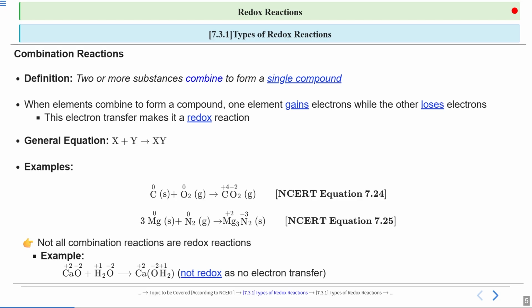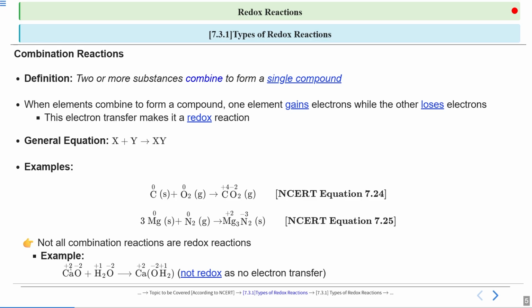So here we have two statements. The first one, which I have already stated, is that if we want a combination reaction to be a redox reaction, the substances which are reacting, that means the reactants, should be in their elemental state. If they are not present in their elemental state, then that combination reaction would never be considered a redox reaction. So in this one also, the reactants are not in elemental state.